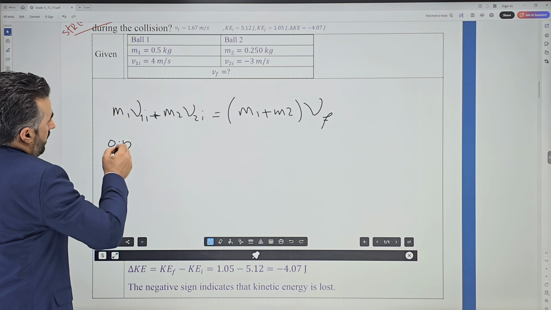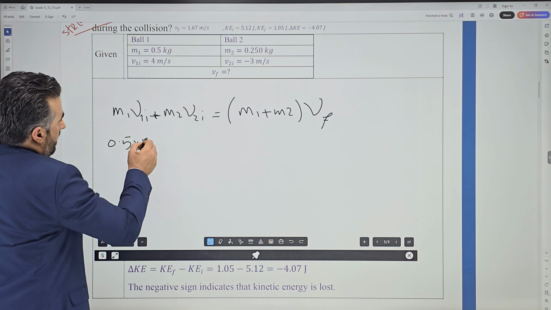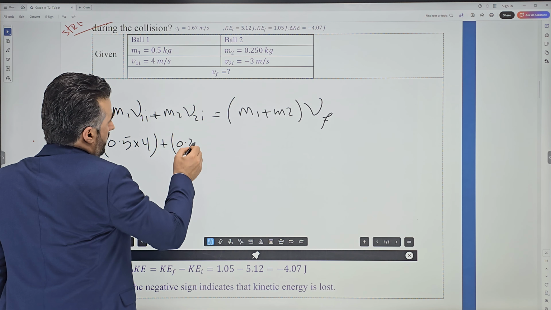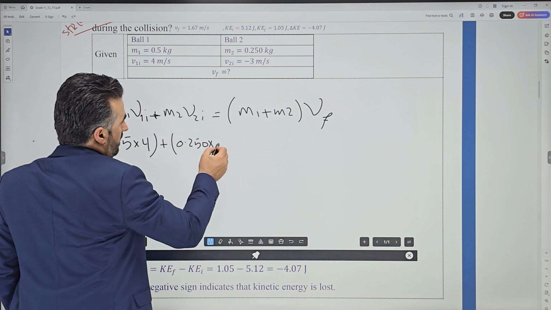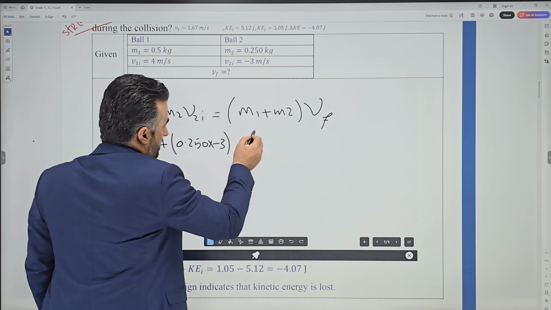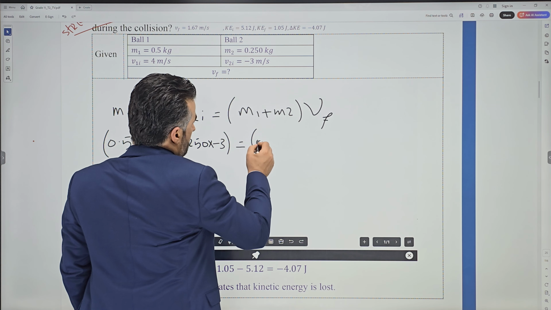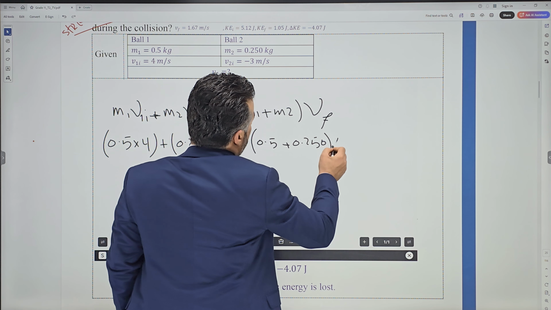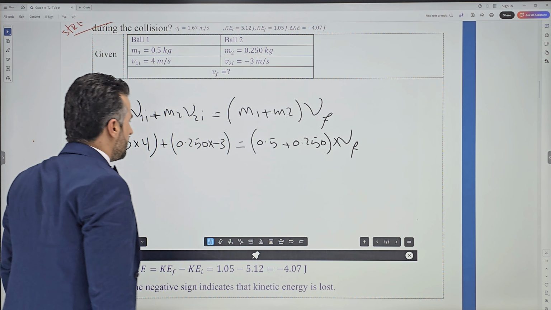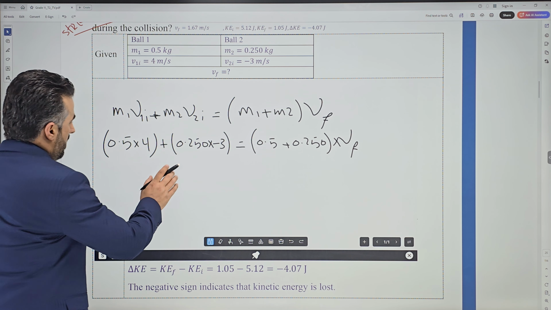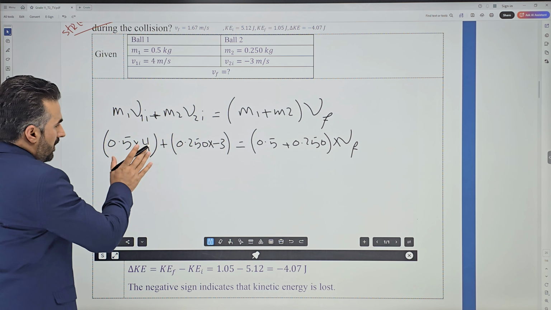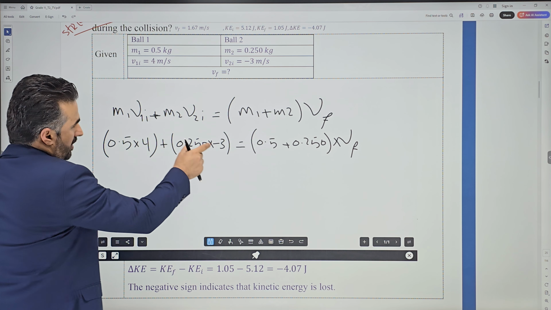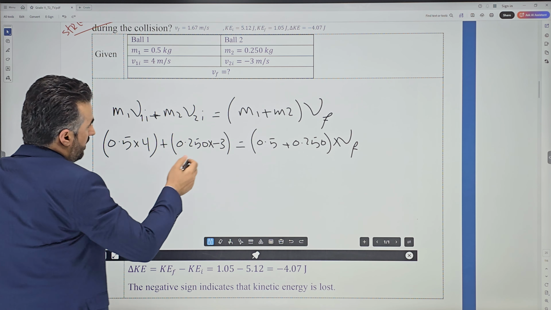Mass one is 0.5 times velocity one, which is 4, to the right, which means positive, plus mass two, which is 0.250. It is to the left, which means negative. It is equal to mass one, 0.5, plus mass two, 0.250, times v final. So all you have to do is find v final. You multiply this one together, and then this is going to be minus. So this plus minus this, and you'll get a value.